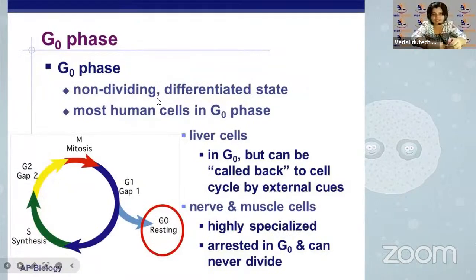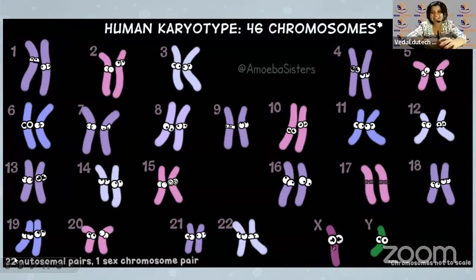Interphase is a non-dividing differentiated stage. In G0, what is this? Arrested in G0. Okay, some cells after they enter G0 can never come back.